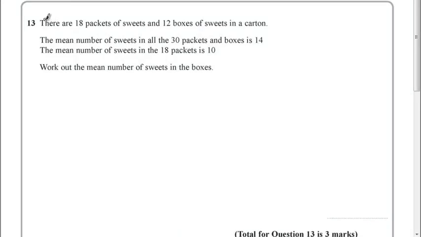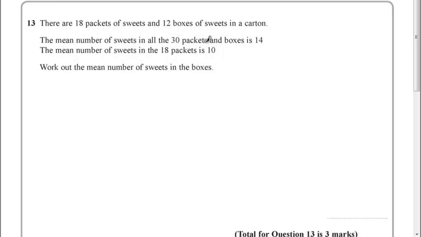Okay, we've got this one. Question 13. 18 packets of sweets, 12 boxes of sweets. They're all in a carton. And we've got the mean number of sweets in all the packets and boxes is 14. Mean number of sweets in the 18 packets is 10. Work out the mean number of sweets in the boxes.